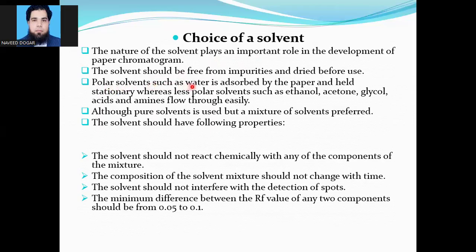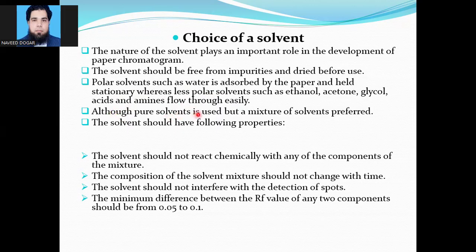Polar solvents such as water are adsorbed by the paper and held stationary, whereas less polar solvents such as ethanol, acetone, glycerol, glycol, acids, and amines flow through easily. So we cannot use water alone as a solvent. If we are using water as a mobile phase, we have to use another liquid as well, or you can say we have to use combinations. Water alone cannot be used as a mobile phase because in paper chromatography, water acts as the stationary phase.